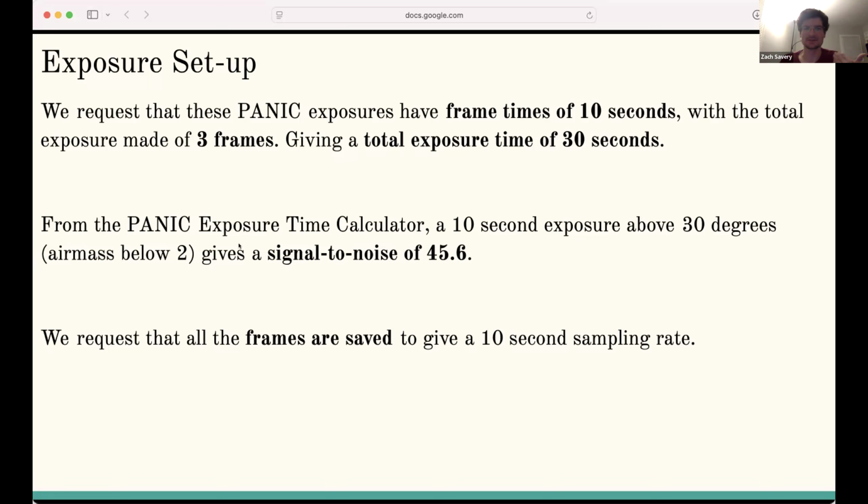But with this, we actually want to save the individual frames to get that faster sampling rate. So we want that 8.7 second sampling rate over the 30 seconds. The 30 seconds wouldn't be bad, but we want to make use of the fact that PANIC is on a 2.2 meter, which means we can have a much faster sampling rate. So we would like to be able to save the data so that we have that 8.7 second frame sampling rate. That is the general setup with these exposures that we have proposed.